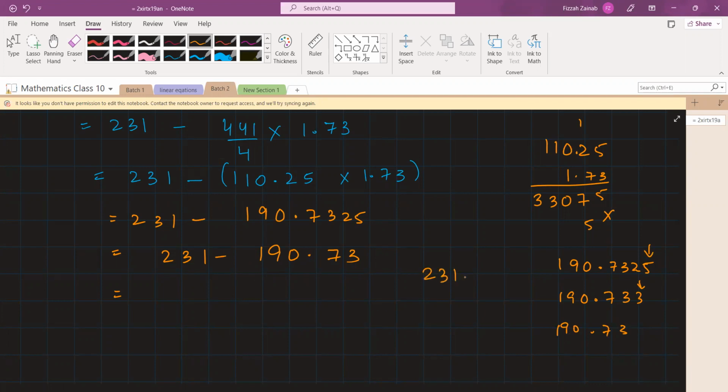So 231.00 minus 190.73. So 10 minus 3 is 7, 9 minus 7, 2. Then you have 9, and then you have 12 minus 9, which is 3. Am I right? 39.27 I'm getting as an answer. Yes, what are you getting?